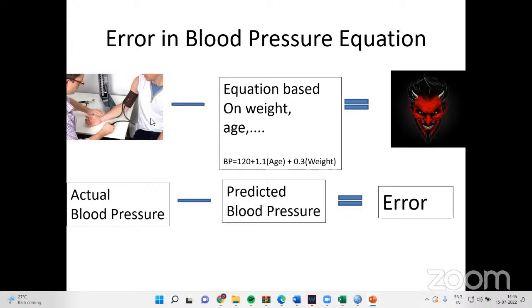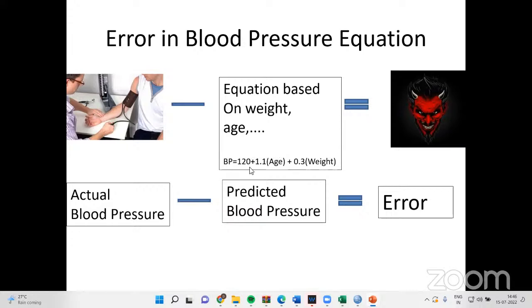So there is a phenomenon. If I want to measure the blood pressure of a person, I have two methods. The first is measuring with the help of a sphygmomanometer, and the second is an equation made by us. Believe me, this equation is not there anywhere. I'm just giving you a hypothetical example: this is the theoretical blood pressure which we can calculate with the help of this equation.